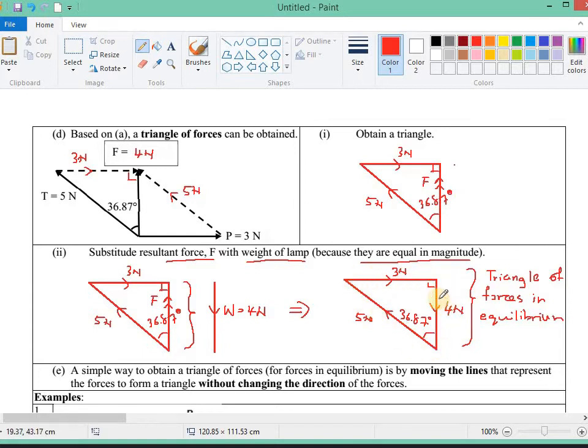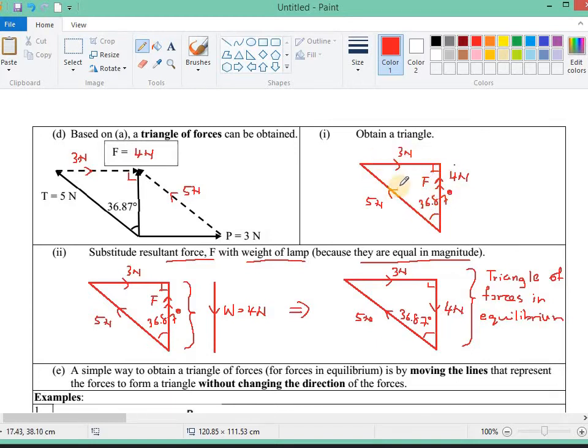So if you see a triangle where the directions of the forces are all going in one cycle like that, then that means the forces are in equilibrium. If the forces are not in equilibrium, for example, let's say this one: 5 Newton going up, this one 3 Newton going to the right, and then there's 4 Newton going up. So that means this is not a cycle, so the forces are not in equilibrium.